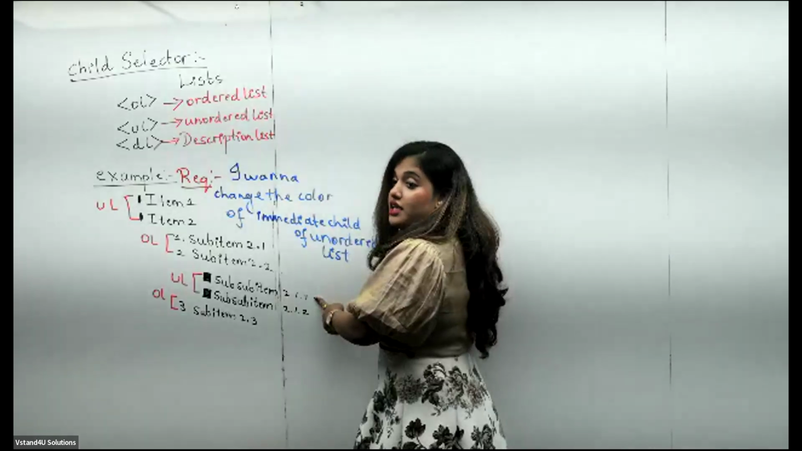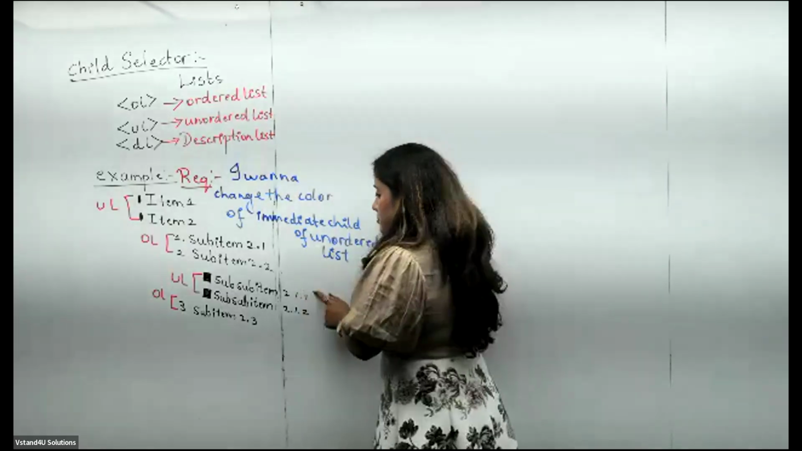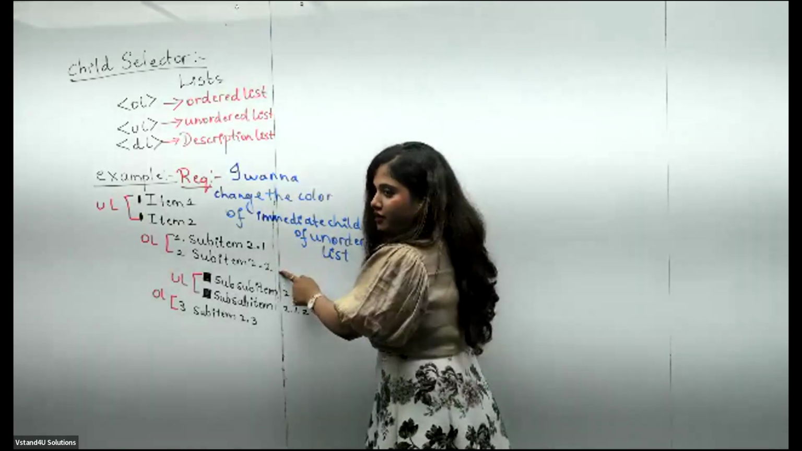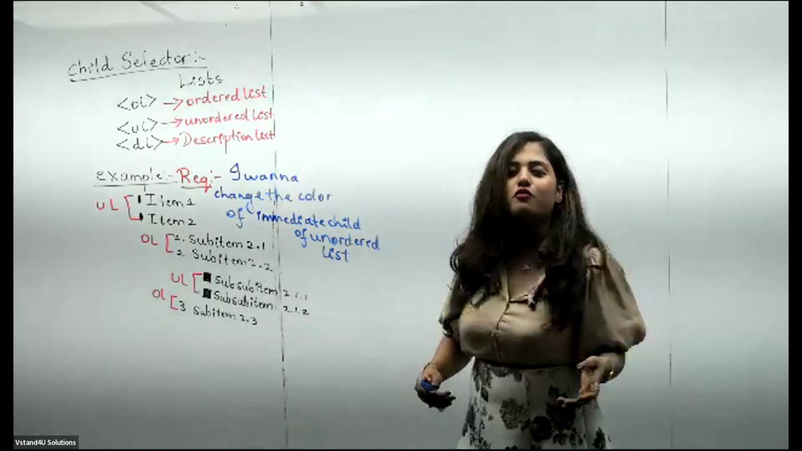2.1.1 is the immediate child. I'm asking which is the parent element for this. 2.1. 2.2? Okay. I'll make it even simpler.